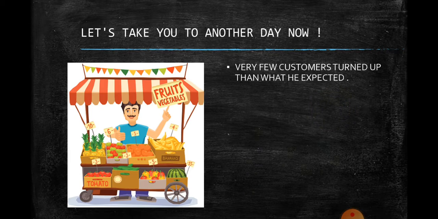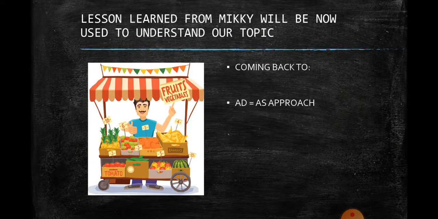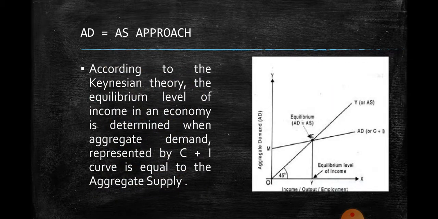But what if very few customers turn up than what he expected? This will lead to an increase in the stock of fruits and vegetables with Mickey, and thus he will be procuring less fruits and vegetables because of this situation. Considering this situation, we are going to discuss AD and AS approach. But keep one thing in mind, that this was just a micro example to correlate the approach with the real life easily.